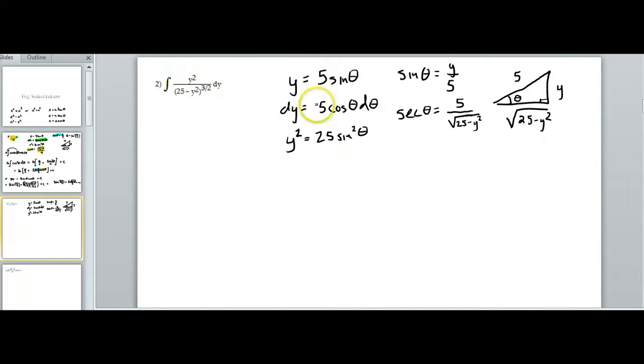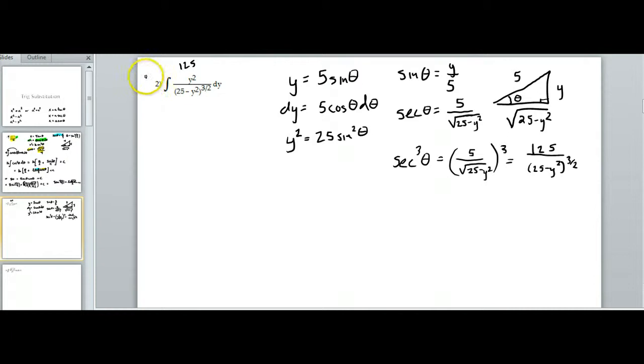Alright, now notice that this is not just the 1/2 power, it's not just the square root, it's the 3/2 power, which is the cube of this. So if I cube both sides, the secant cubed equals all of this cubed. I get 125 over 25 minus y squared to the 3/2. Alright, so again, if I bring in a 125 and then out here a 1 over 125, then with this and this, I have the secant cubed.